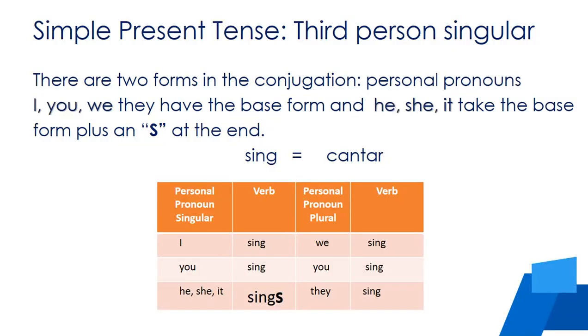For example, with the verb sing, I say, I sing, you sing, we sing, you sing, they sing. They have the base form. But the third person singular, the pronouns he, she, and it, is going to be with an S at the end of the verb. So we say he sings, she sings, it sings.